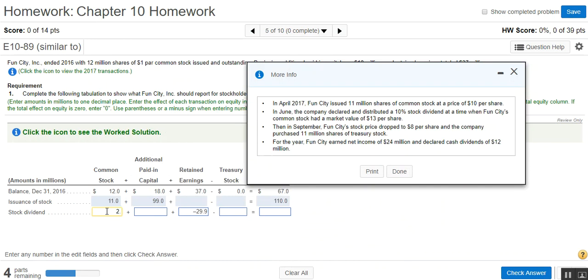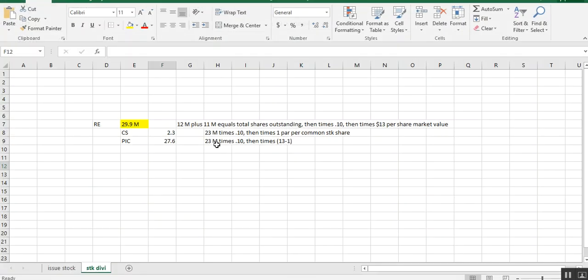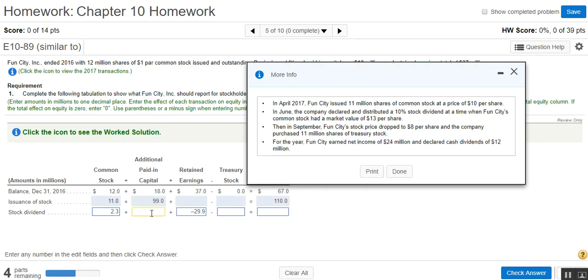We have more common stock outstanding. And then additional paid-in capital is the 23 million, again, the 12 plus the 11 times 0.10, which is the stock dividend percentage of outstanding shares. But it's not going to be 13 like in the first line. It's going to be 13 minus 1. The $1 par is the 2.3. $12 is what's left. That's the difference between 13 and 1. So you're trying to account for that difference between market value and what the stock certificate says on it, which is $1, and that's 12. And that gives you 27.6.